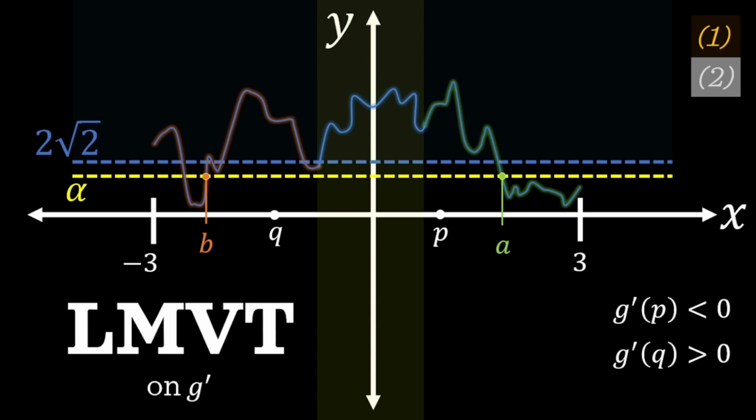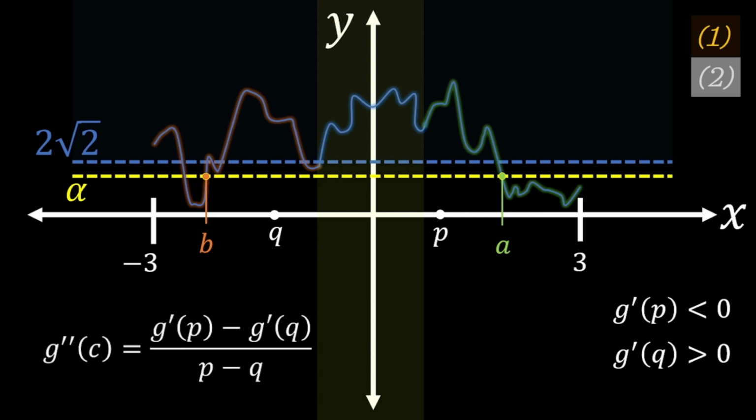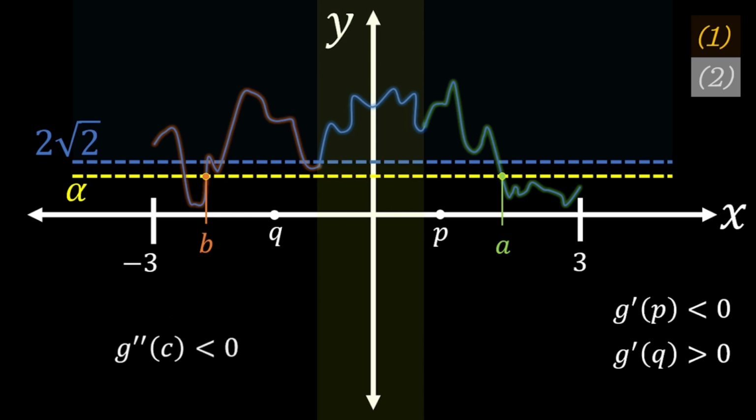The reason we do this is because we have that there exists some c so that g double prime of c is equal to this value. Since we know the polarities of p, q, g prime of p, and g prime of q, you can eventually come to the conclusion that g double prime of c is less than 0.